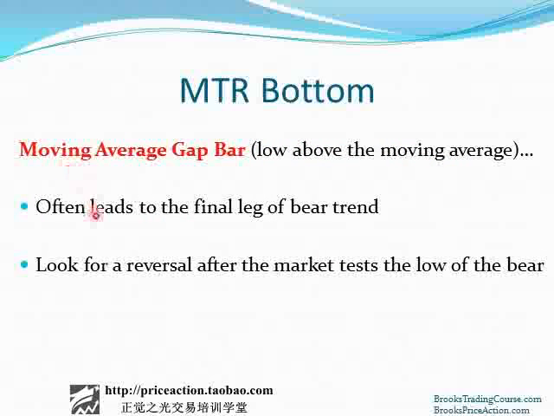Again, that bear trend, when it rallies to the moving average, a lot of times it'll go above the moving average, and you'll have a bar with a low above the moving average. In other words, there's a gap below the low of the bar and the moving average. And once you have a gap bar in a bear rally like that, it usually leads to the final leg of the bear trend. So it could be a sign that the next leg down might be the final leg. So you look for a reversal up after the market works its way back down to the area of the bear low.